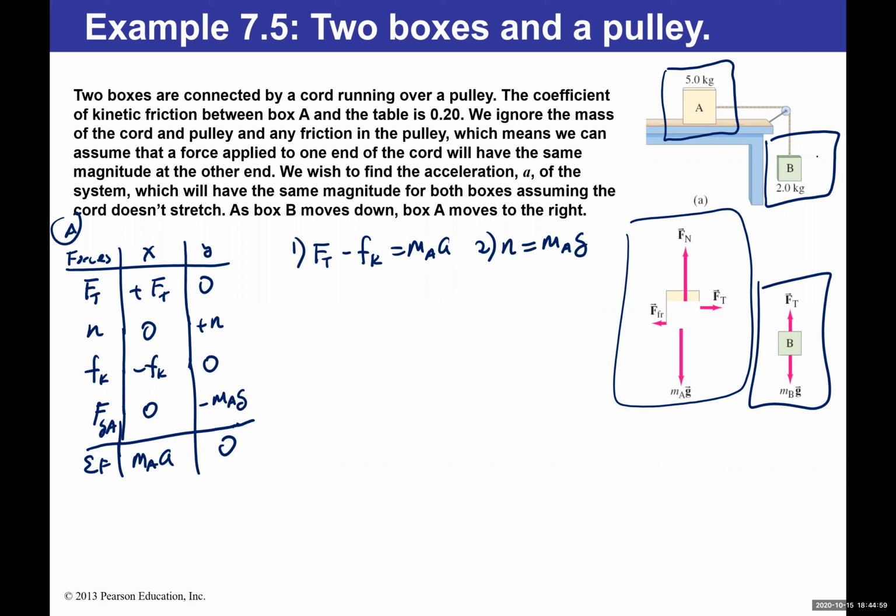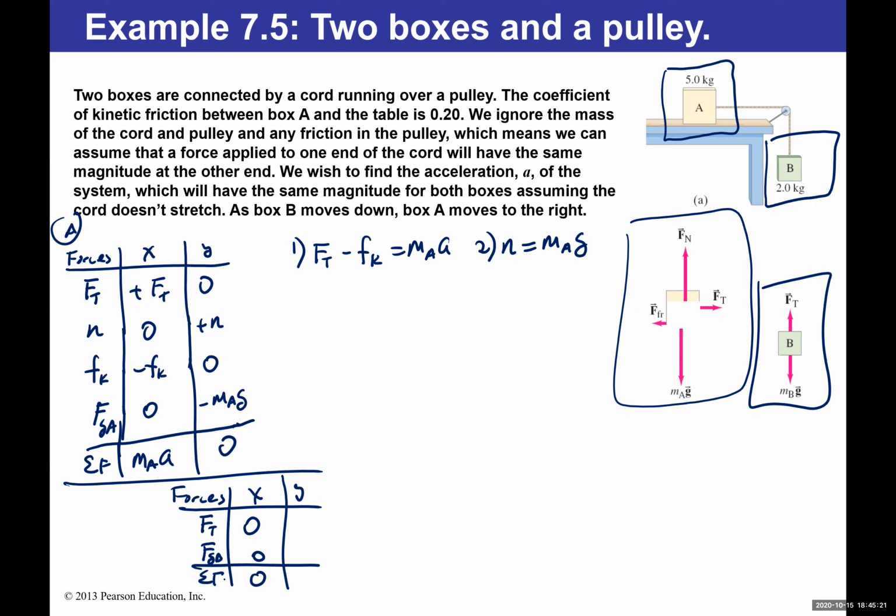This is my system 2, which is block B. It only has two forces, gravity down and tension up. Let me quickly do that here in terms of the forces. You can see it has nothing in the x direction, but in the y direction there's F_T and there's F_G for B. Here's the net force.